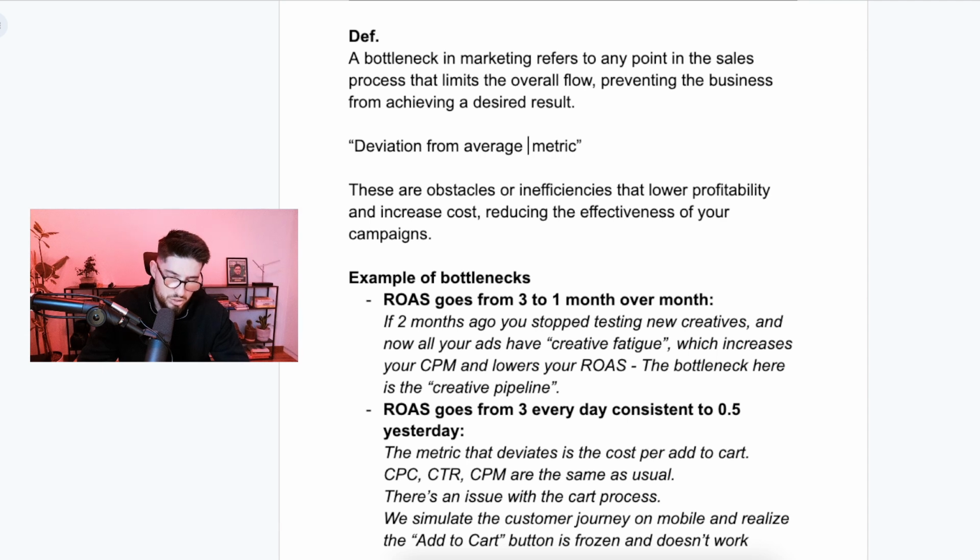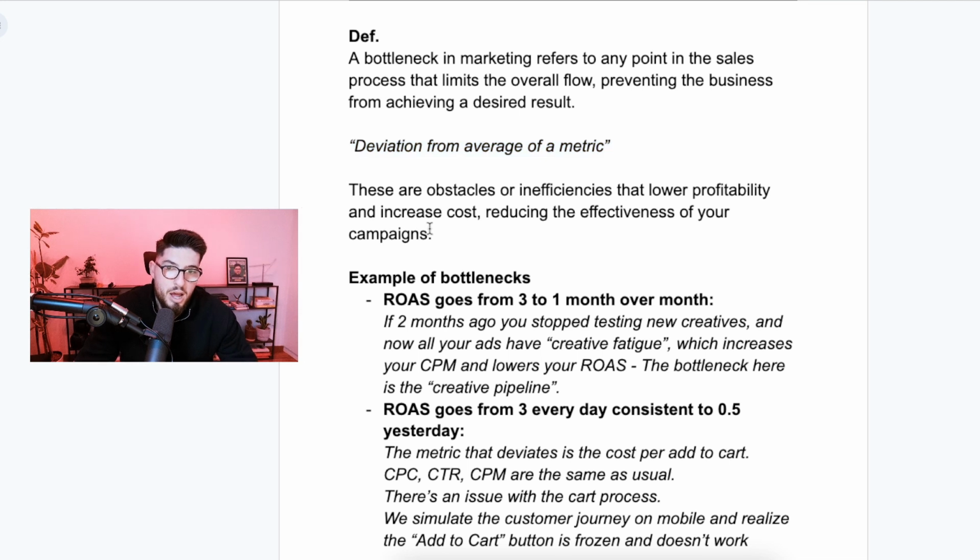Deviation from average of a metric. So to keep it simple, again, if your cost per add to cart on average in the whole ad account is 4 historically, and now in January it's 8, you've got a problem there. So that's a bottleneck.